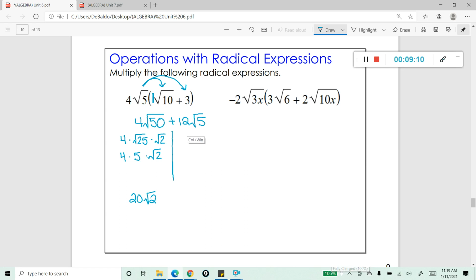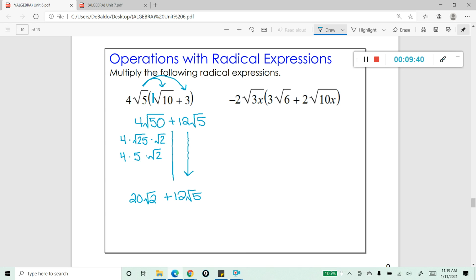Now, the next one on the other side, 12 root 5. Well, 12 root 5 is actually already simplified, right? So it's done. So I'm technically just going to bring it down here, and I'm going to add it to our standing piece. And because the radicals are not the same in these 2 terms, I cannot add these 2 together. So 20 root 2 plus 12 root 5 is done. That's your answer.